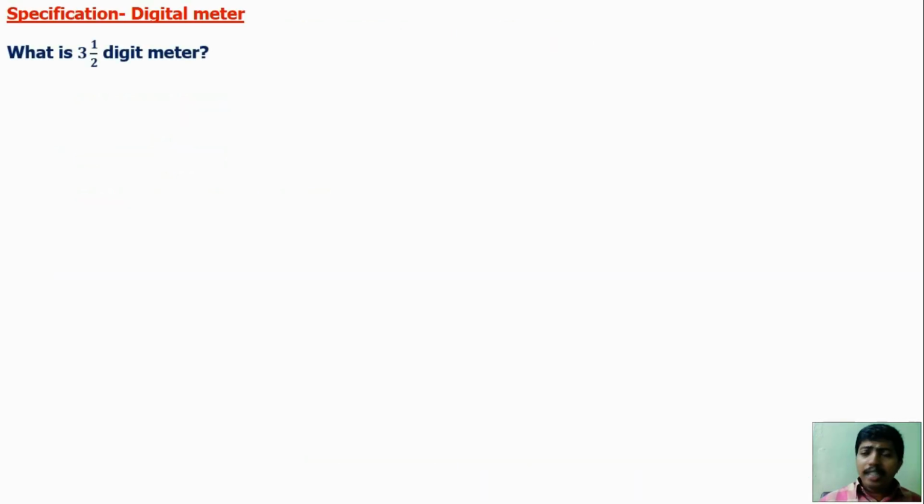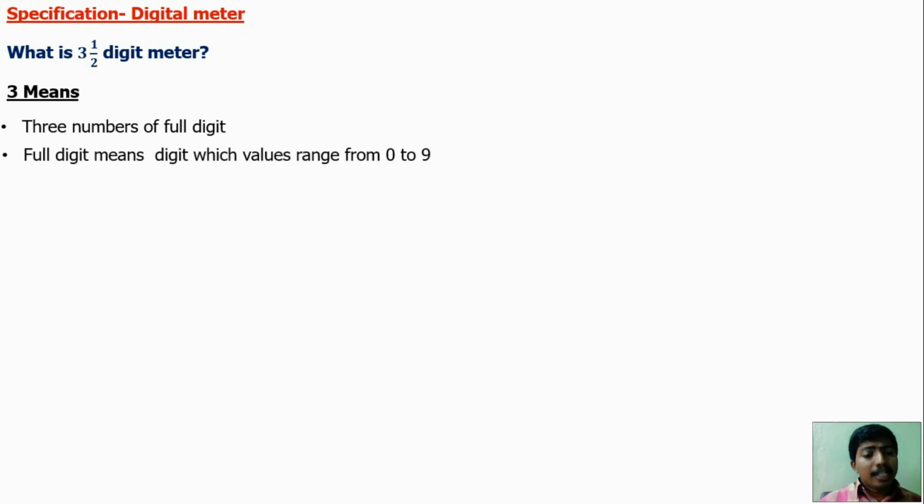We know that the digital meter has a number of segments. Here, 3 means the digital meter has 3 full digits. What does full digit mean? Full digit means the digit values range from 0 to 9. So the maximum value of the full digit is 9. What does half mean?